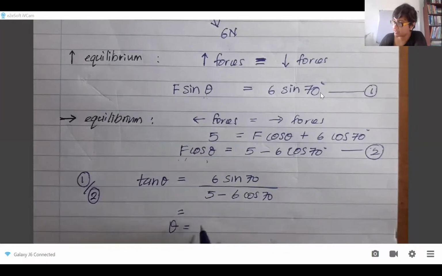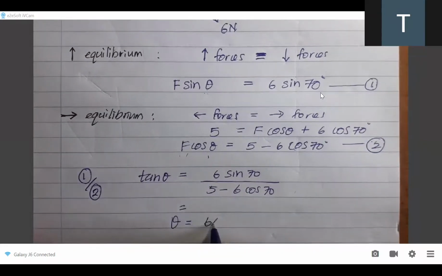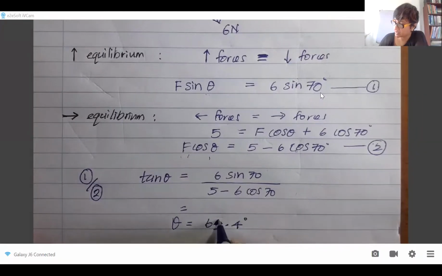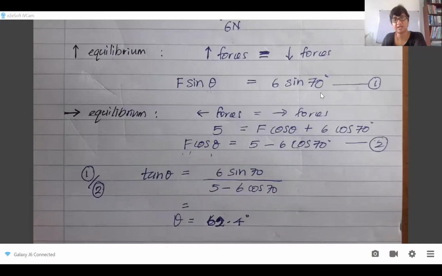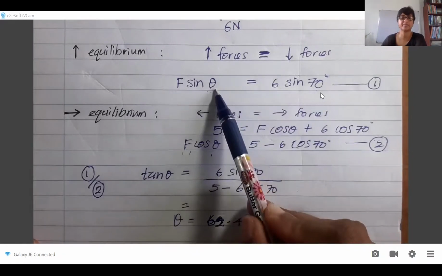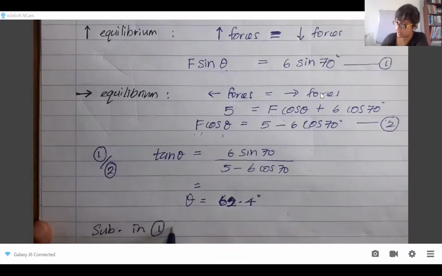So theta is tan inverse of this. Theta is 62.4. See whether everyone gets that? And once you have your theta, you can substitute that in any one of your equations and find f. This is the easiest: substitute back. Put theta here and find f. Sub in 1 and you get f.